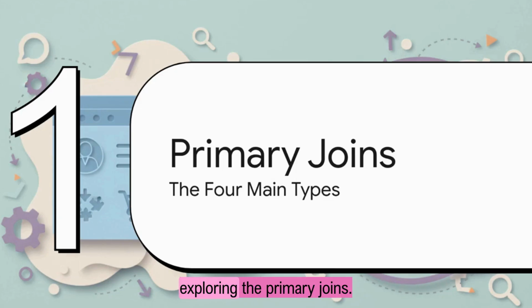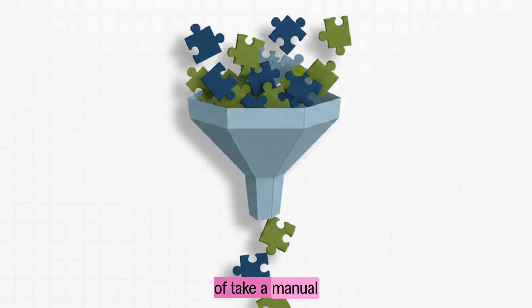Section 3, Exploring the Primary Joins. Let's look at the four main types. We're going to take a menu approach here and step through the variations, starting off with the inner join. Now, this is the most commonly used join in all of SQL. You can think of it like a really strict filter. It looks at both tables and returns only the exact matching records. If a record doesn't have a perfect match in both the left table and the right table, it just doesn't make the cut.